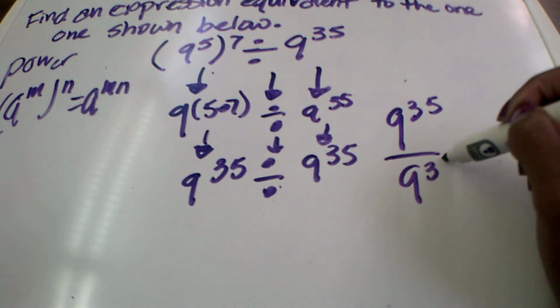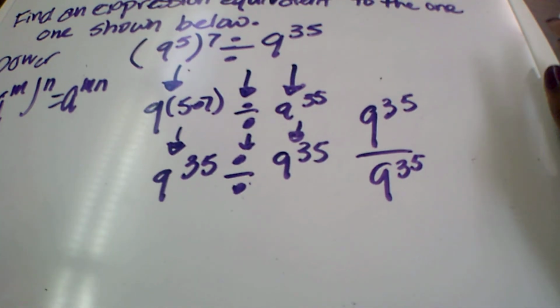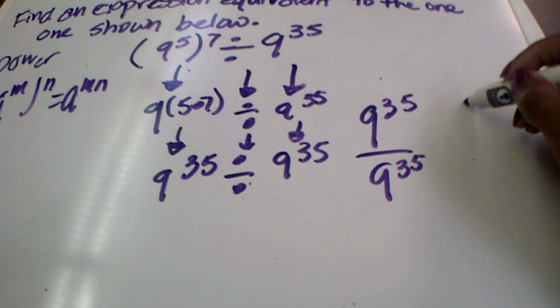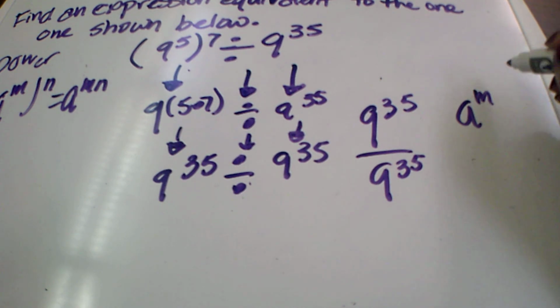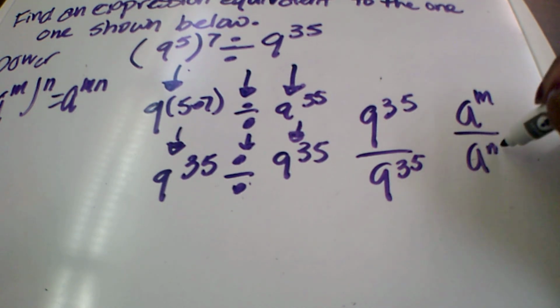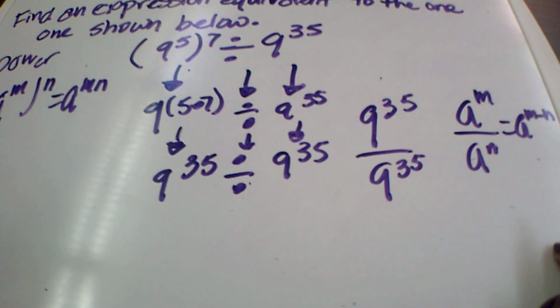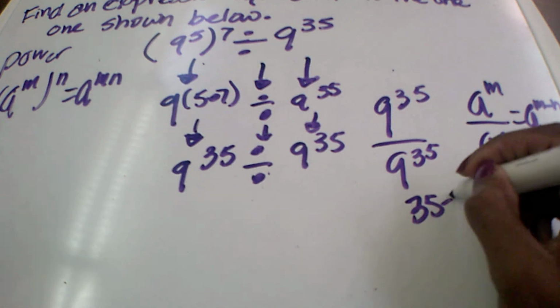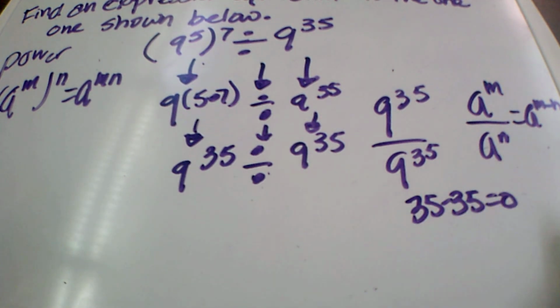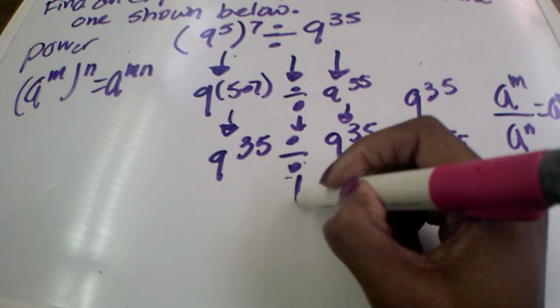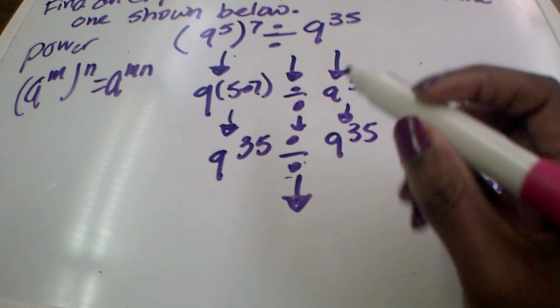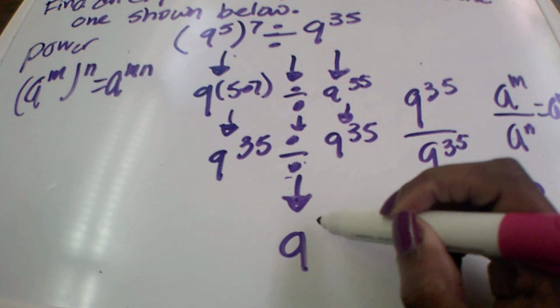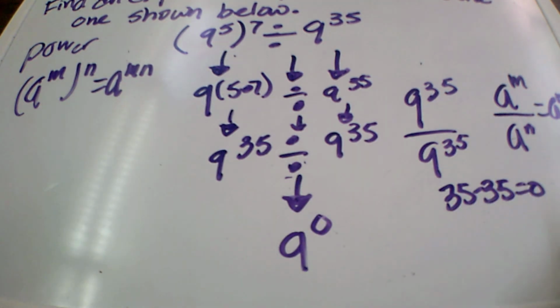Quotient rule says that when we have exponents divided by each other, we need to subtract them. m minus n. So all we have to do is subtract them. 35 minus 35 is what? 0. So that means we now have, and don't forget your base, 9 to the 0 power.